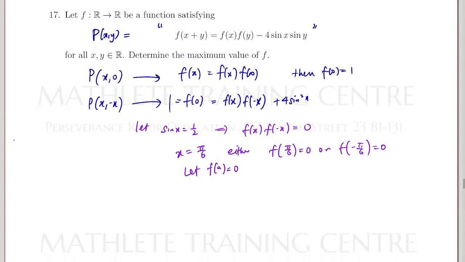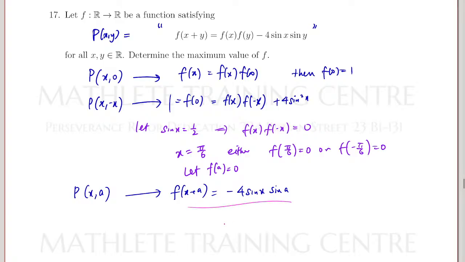And now, let me carry out my idea just now. I'm going to put P of, let's say, x and then a. So I put y as a now. It tells us f(x plus a). And with y as a, boom, this disappears. You just get minus 4 sine x sine a. Now, what do you notice?